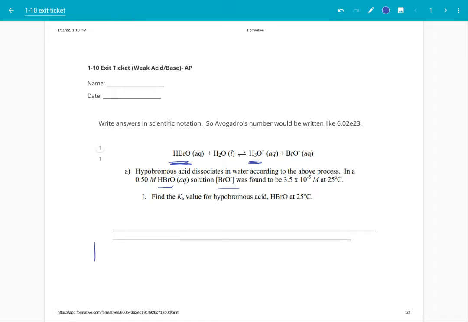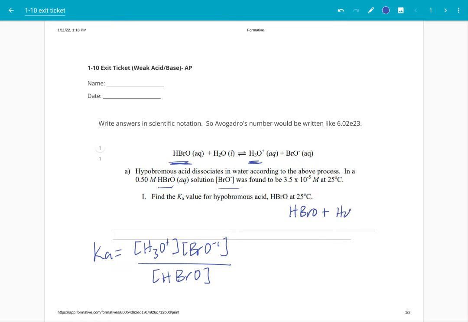So I'm just going to go ahead and write the Ka statement here. We have H3O plus times BrO minus all over HBrO. And if you recall, when we do the normal ICE charts for these, I did an ICE chart. We don't include that water. I'm just going to shorten this up. This would be your concentration here. And then we have nothing here, and then we gain X, we lose X.